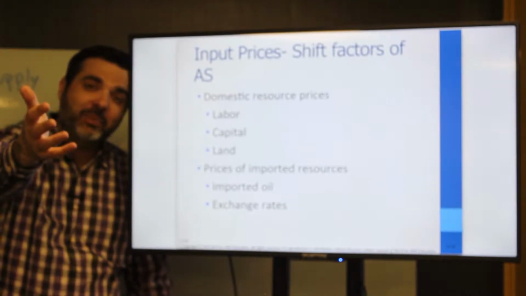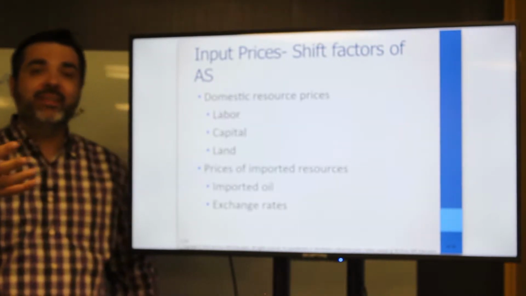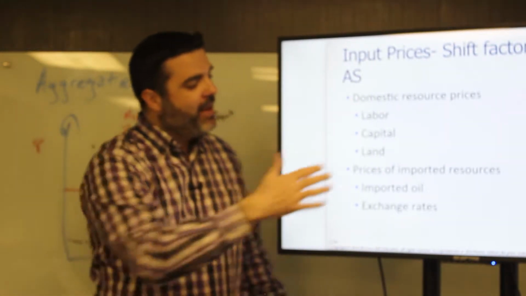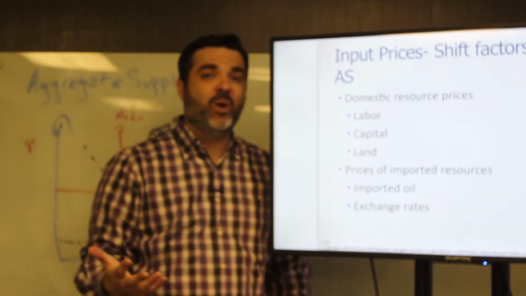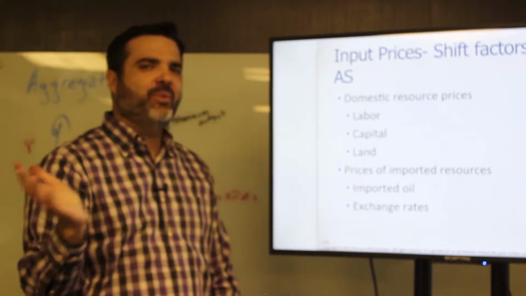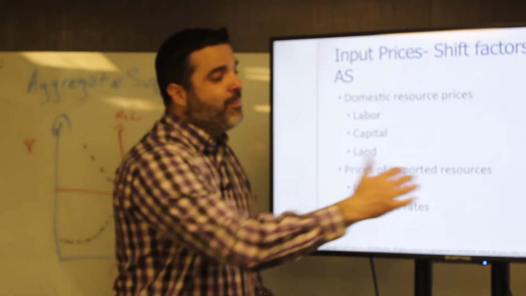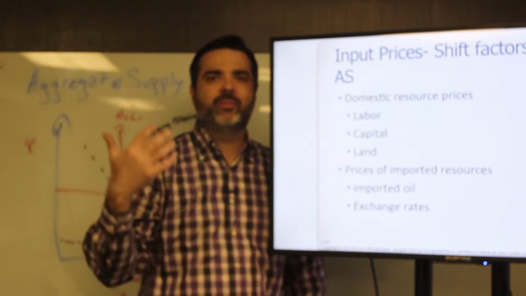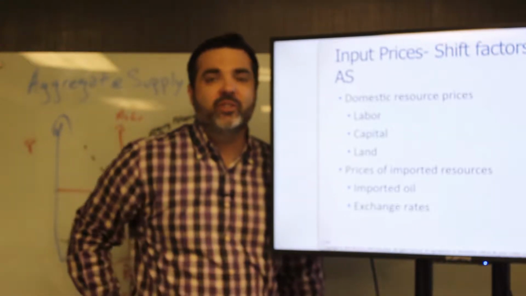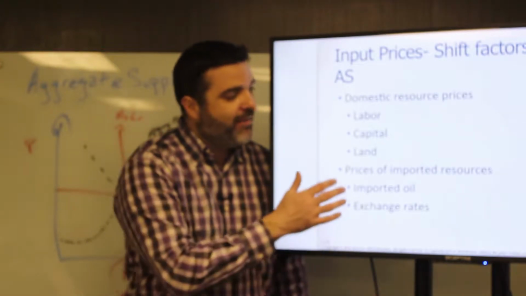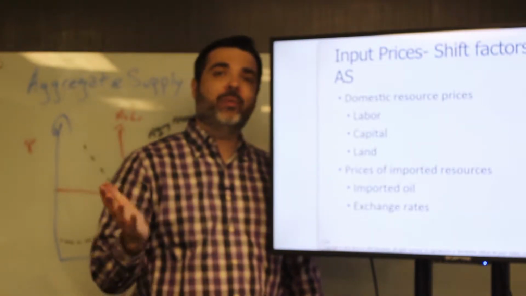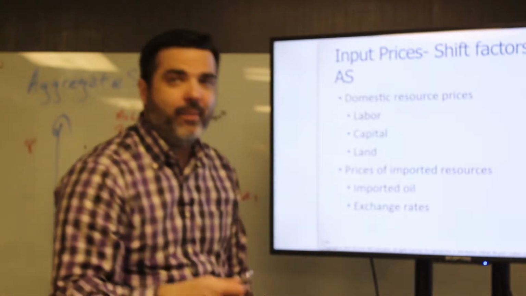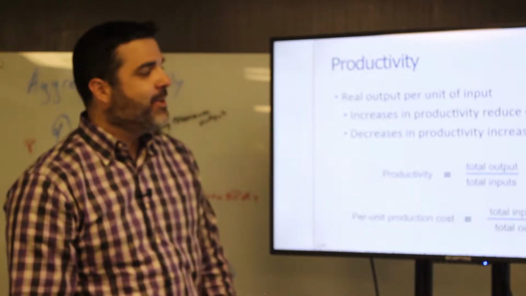Technology. If technology prices decrease, that might push our aggregate supply curve to the right and make things cheaper. Land prices: if land prices go up, that might push our aggregate supply curve to the left. Or if we have imported resources that go up, there are rumors of a trade war. If we go into a trade war, import prices might go up. That could push our aggregate supply curve to the left, and that might be a problem.